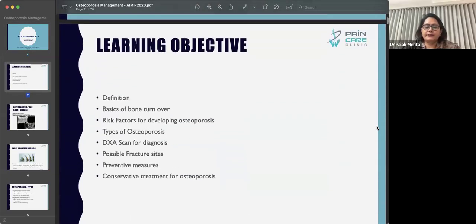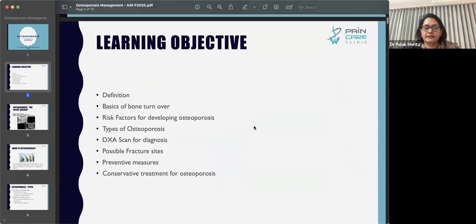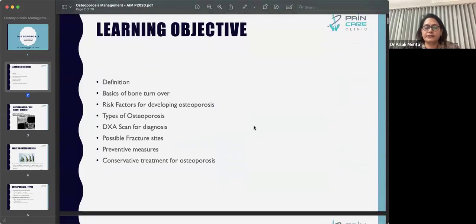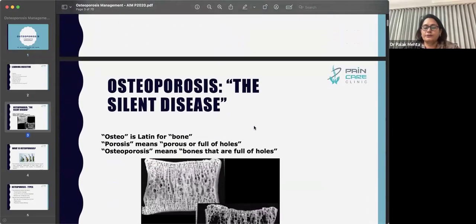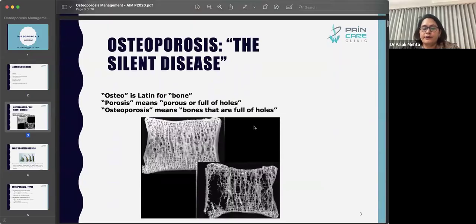So, learning objectives: we are going to discuss osteoporosis, the basics of bone turnover, the risk factors, types of osteoporosis, the importance of DEXA scan, possible fracture sites, preventive measures, and of course conservative measures. So what is osteoporosis? The word osteo is used for the bone. It is the silent disease. Porosis means porosity, the bone is full of holes.